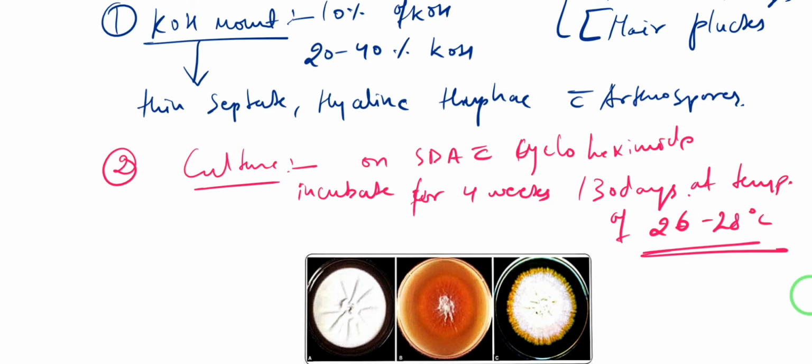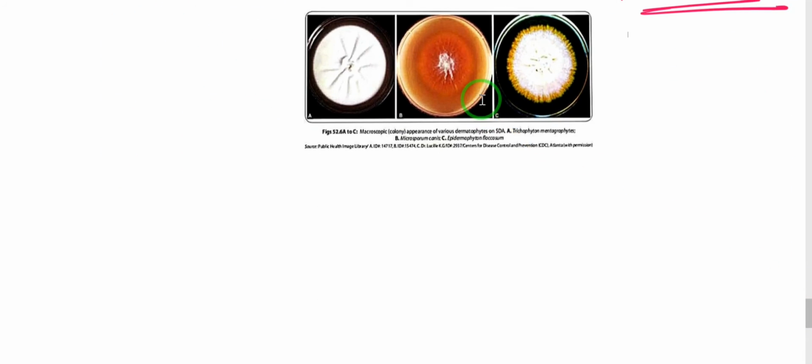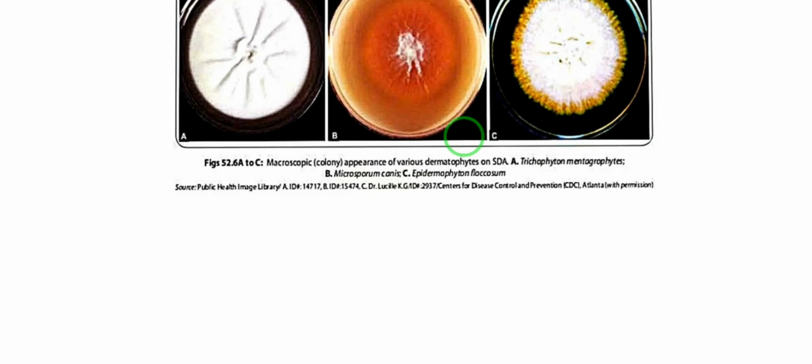Okay, so after these 4 weeks, the growth will appear and it will look somewhat like this. Let me zoom in a little bit. The first one that we are seeing, this whitish colony, is of Trichophyton mentagrophytes, and this brownish to reddish colony we have is Microsporum canis, and this one is Epidermophyton floccosum. Epidermophyton floccosum is mainly the only medically important species of Epidermophyton that we have to know.